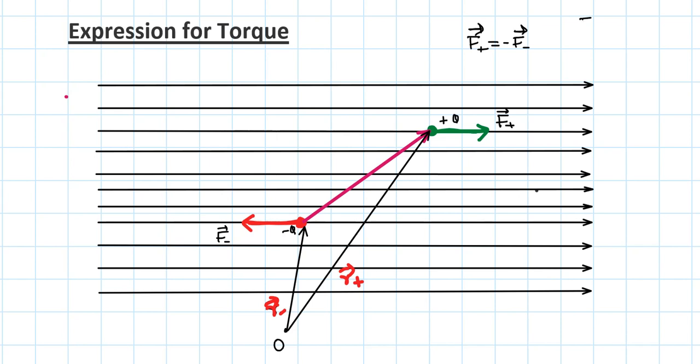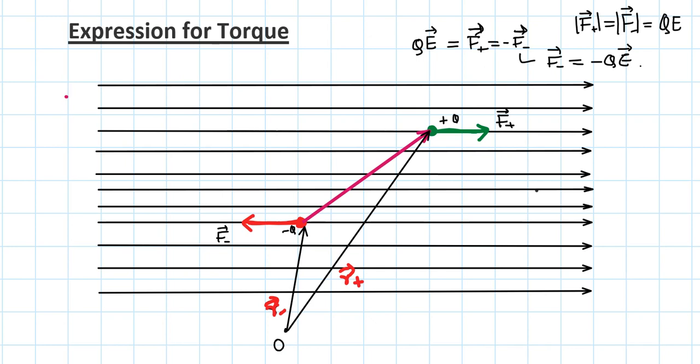So I can replace their magnitudes. They have the same magnitude, which is equal to q E. In terms of magnitude, this is q E. In terms of vector, f plus is in the direction of the electric field, so I can write f plus as q E, and I can write f minus as minus q E. So these are a few things you need to learn before you write the expression for the torque.